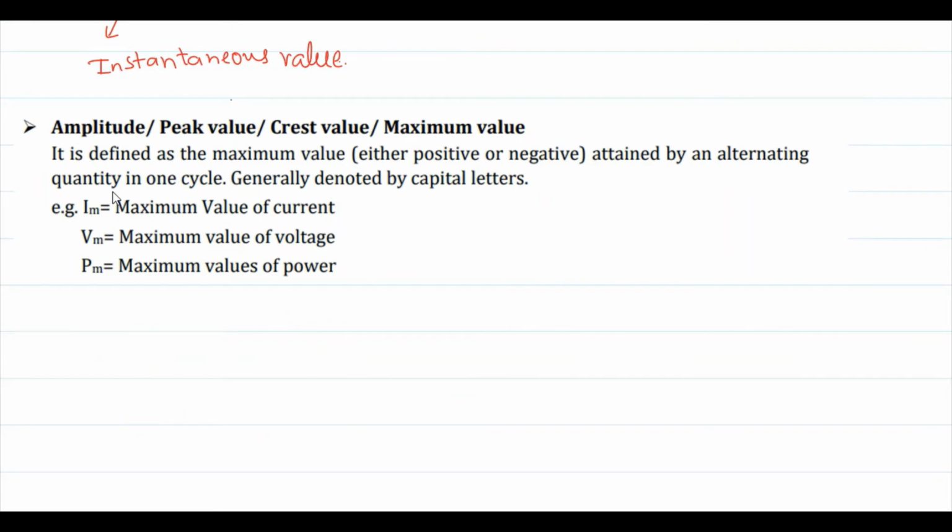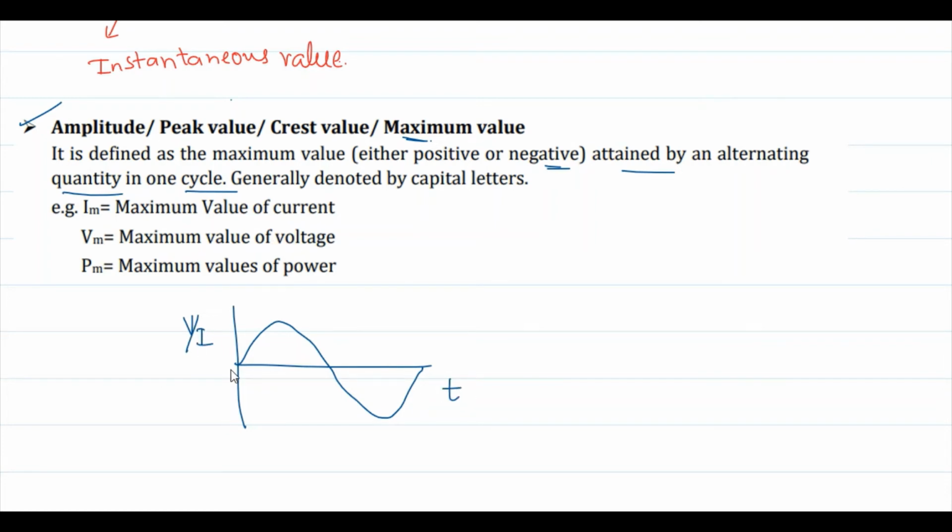Then let me introduce another term of alternating current, that is amplitude or peak value or crest value, or sometimes we call that a maximum value. It is defined as the maximum value, either positive or negative, attained by the alternating quantity in one cycle, generally denoted by capital letters. So here, let me consider this one as a sinusoidal wave. So this is what the wave is, right? The y-axis represents voltage or current, and the x-axis is time.